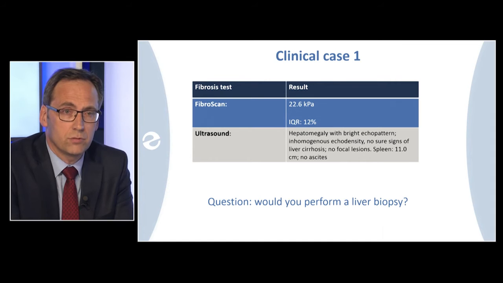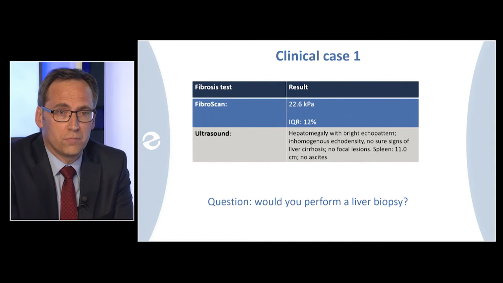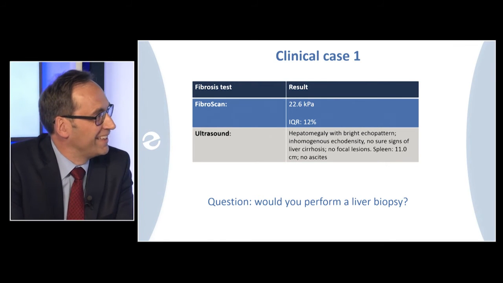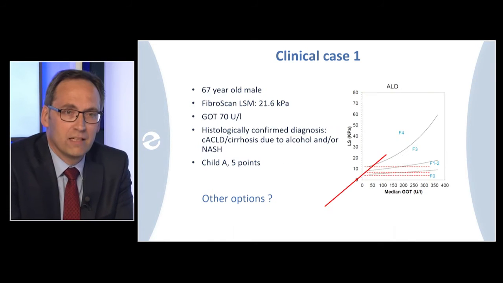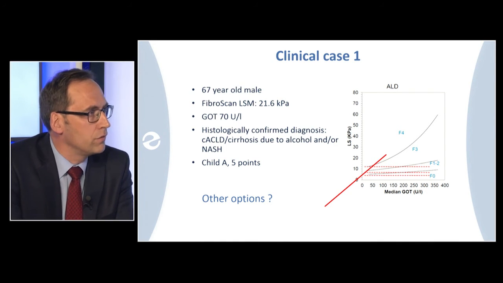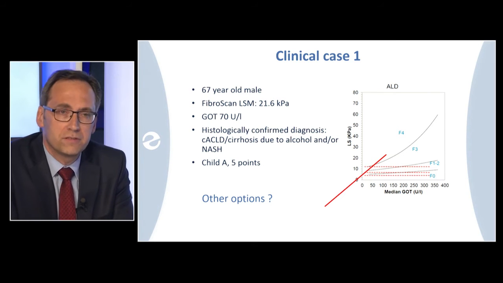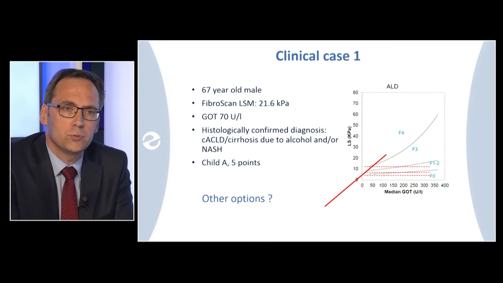So the question is really now, is it cirrhosis? In this case, would you perform a liver biopsy? I wouldn't do it anymore, but we did it in this case. And in fact, believe me now, it was confirmed F4 cirrhosis in this patient with typical features of alcoholic liver disease.